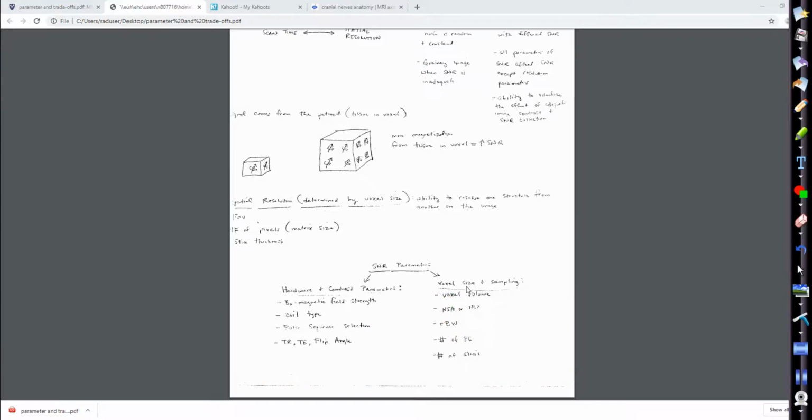And then here's your voxel size and sampling. We already talked about voxel volume. As that increases, our signal increases.